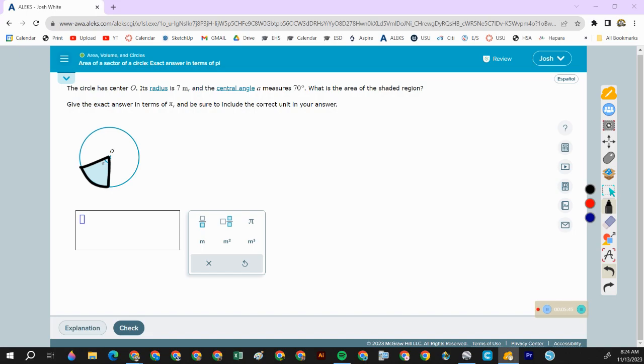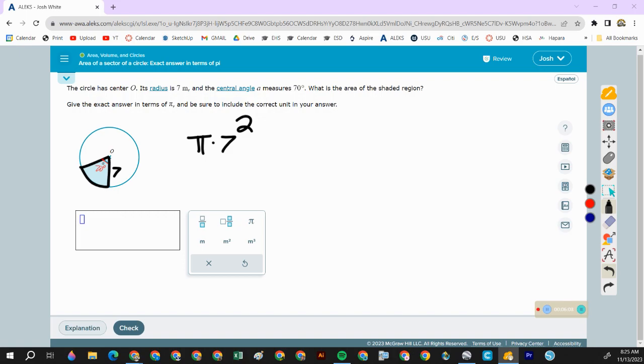So in this circle sector, I know that the radius is 7, and I know the angle on the point of the pizza is 70 degrees. What is the area of that piece of pizza? Well, first, we need to find the area of the entire circle. So pi times 7 squared.